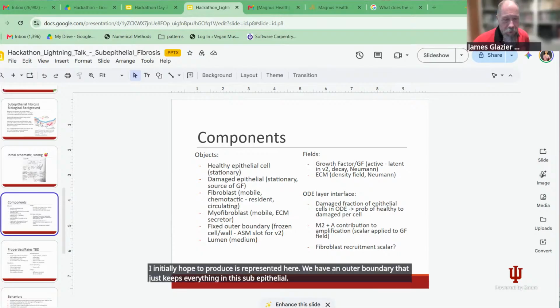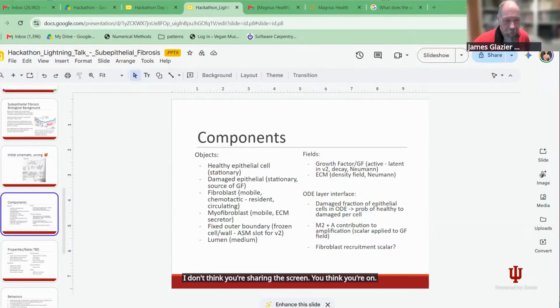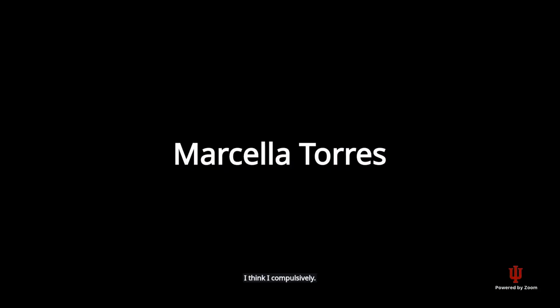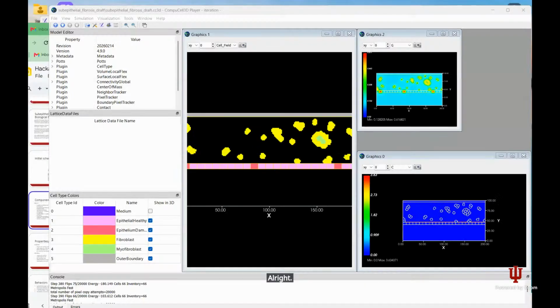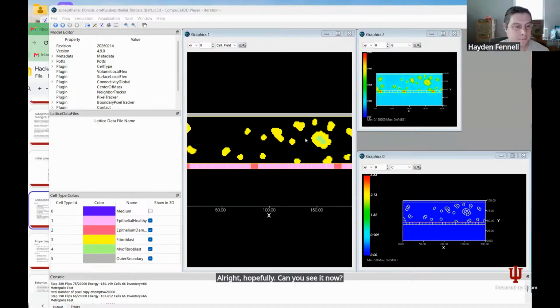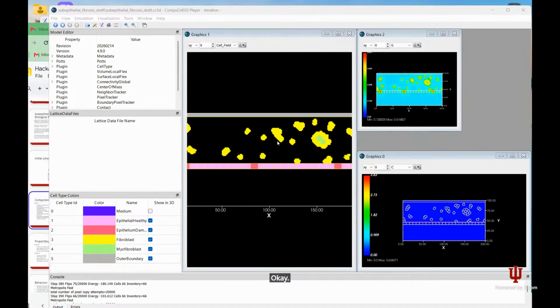I don't think you're sharing the screen you think you are. Did I not share my desktop? We were seeing your browser. I compulsively select the browser just from teaching. Okay. All right. Hopefully, can you see it now? Yes. Okay. So this is what it looks like.